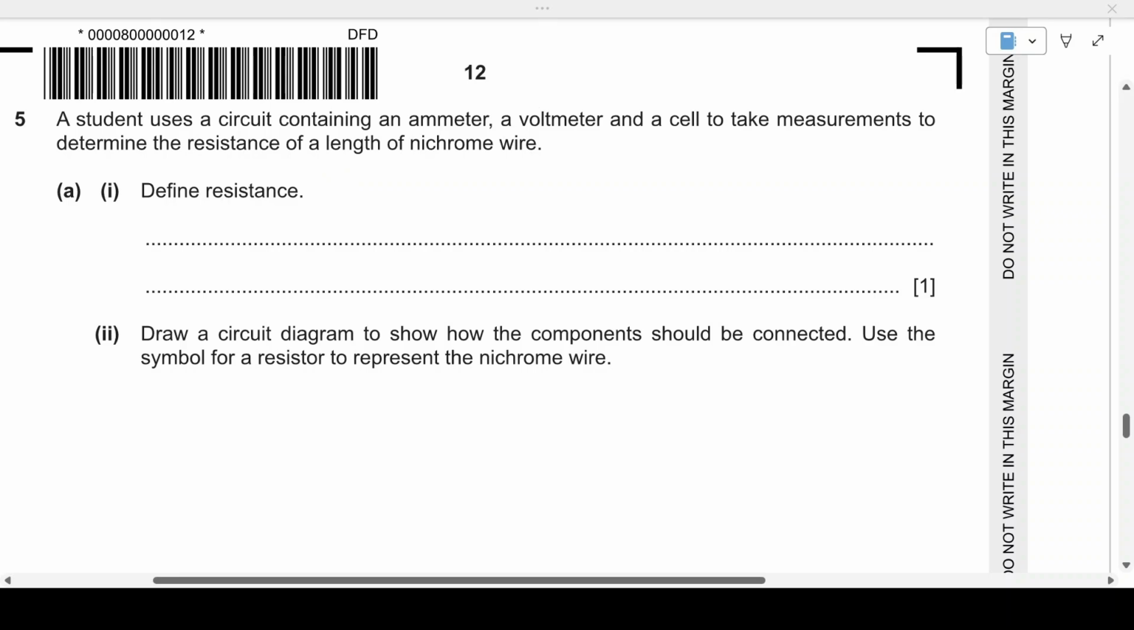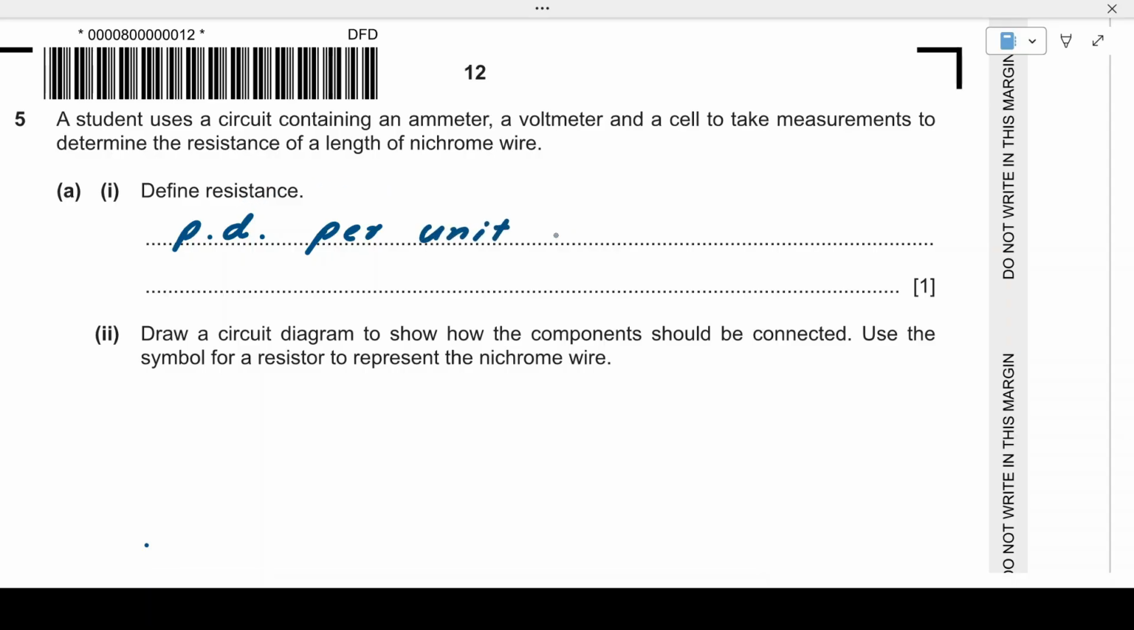Define the resistance. So you need to define resistance, not the unit of resistance. So resistance is potential difference per ampere. Not ampere, because ampere is the unit of current. Potential difference per unit current.